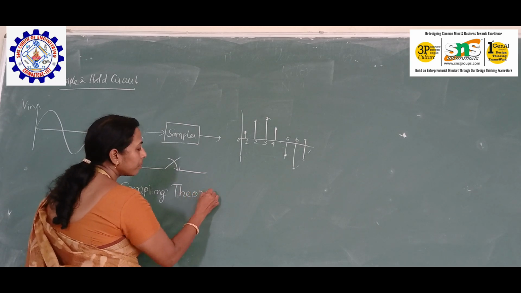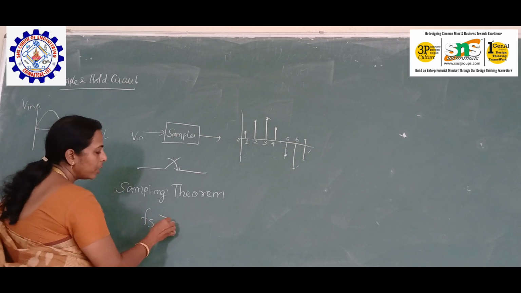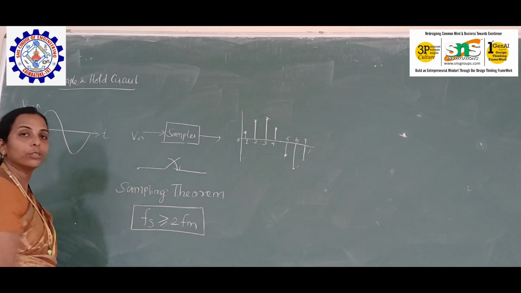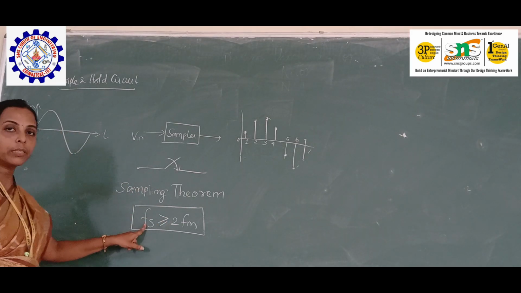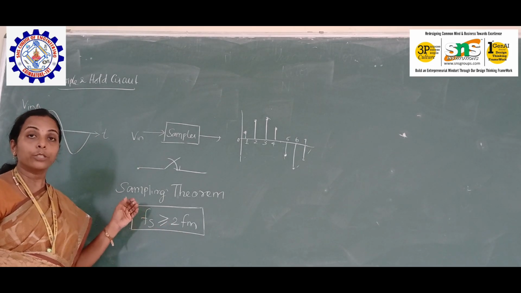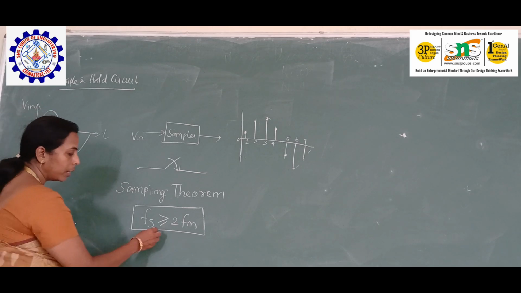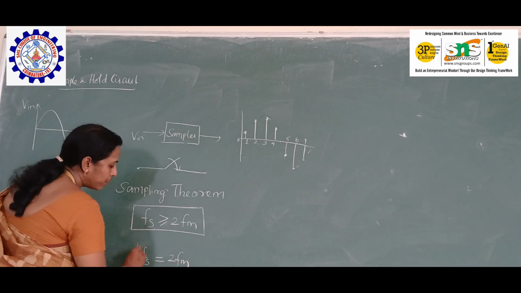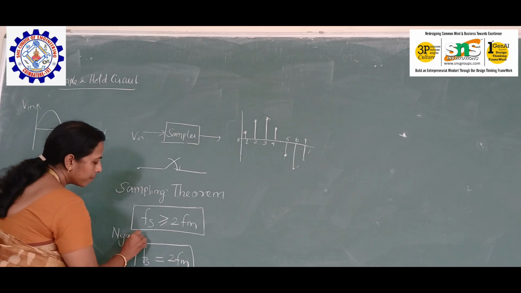Sampling theorem. What does this theorem state? It states that Fs is greater than or equal to 2Fm. Fm is the maximum frequency of the signal, and Fs is the sampling frequency. The sampling signal's frequency should be greater than or equal to twice the maximum frequency of the signal. So what is the minimum condition here? It should be at least 2Fm, which is the minimum condition, and this is known as the Nyquist rate.